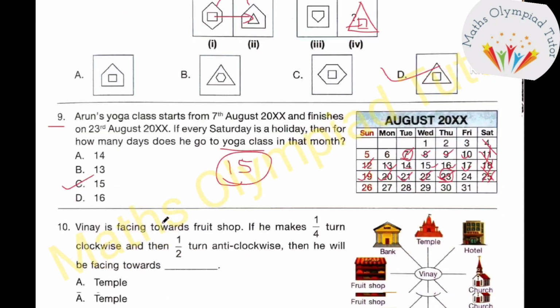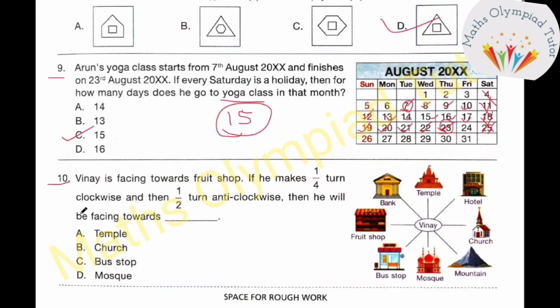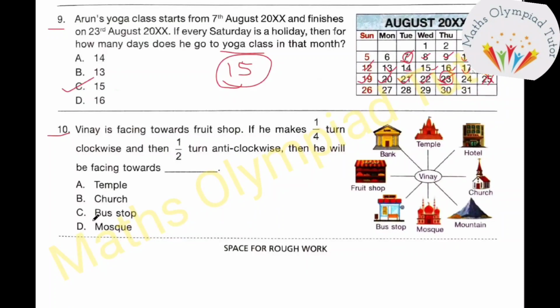We will select this. Question 10 is the boy Vinay is facing towards the fruit shop. This is the fruit shop. If he makes a 1/4 turn clockwise, clockwise is the direction in which the hands of a clock move, so he is making a 1/4 turn clockwise. This means he is moving from the fruit shop to the temple. This is a 1/4 turn clockwise.